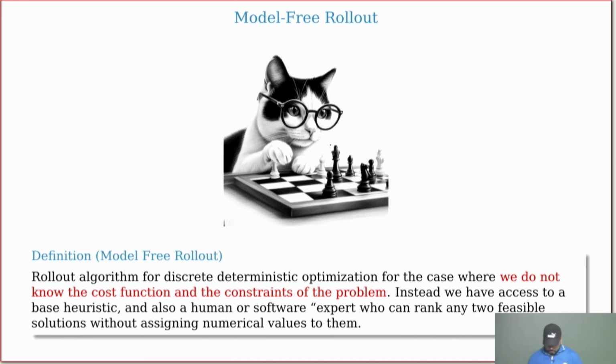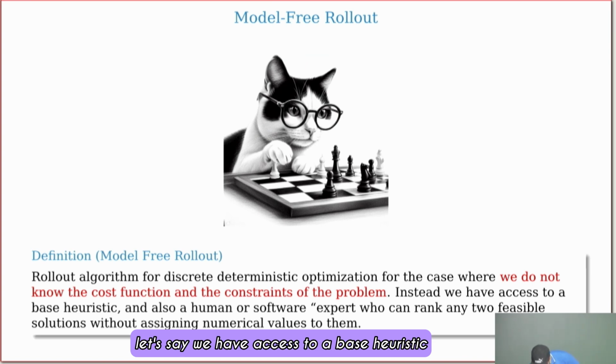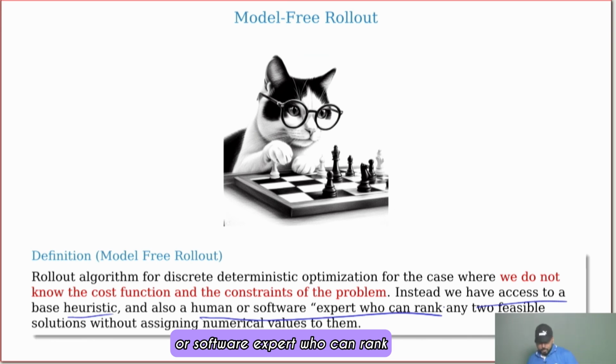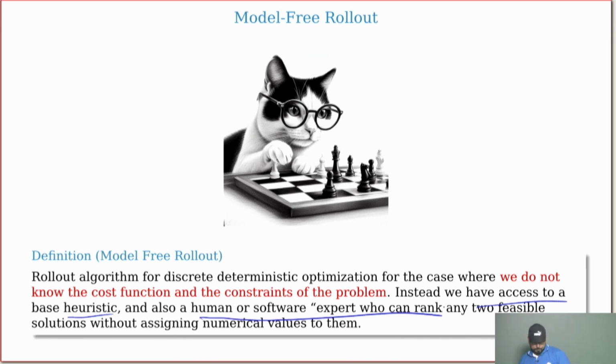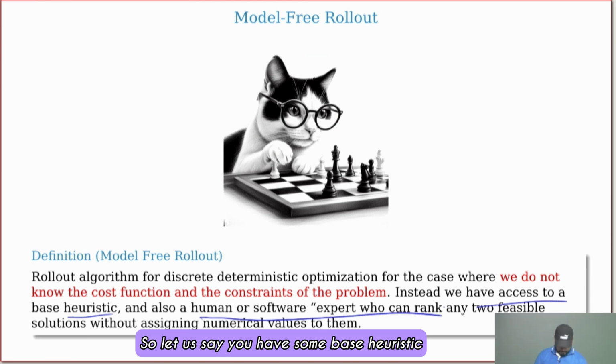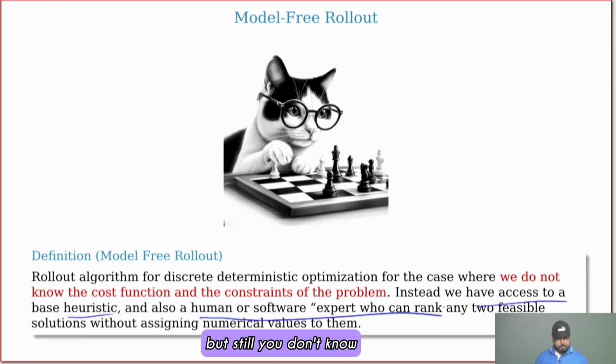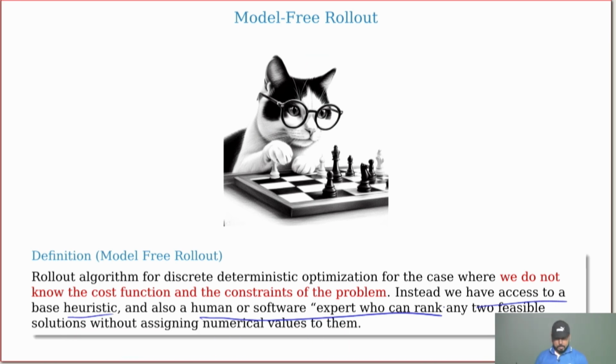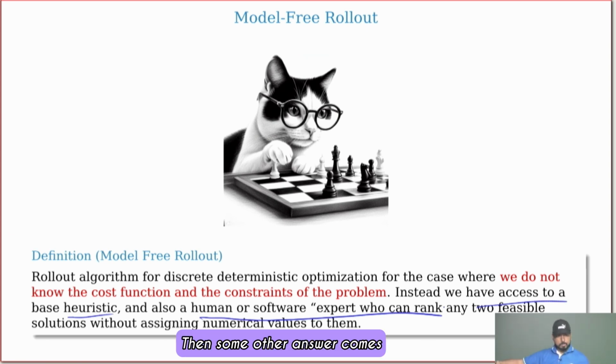So instead, let's say we have access to a base heuristic and also a human or software expert who can rank. So let us say you have some base heuristic, but still you don't know a way to compute the cost. Let us say you generate something from the base heuristic. Some output comes. Then you do rollout. So you have base policies, you do look ahead and you generate something. Then some other answer comes. So you generate a lot of answers, let's say.